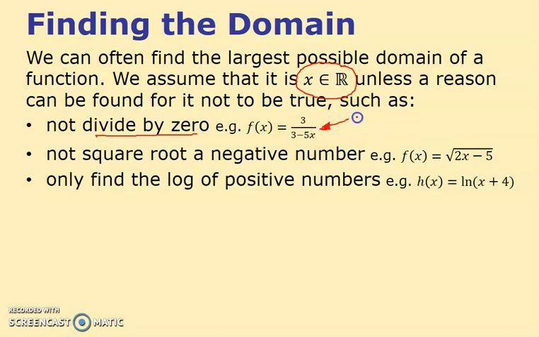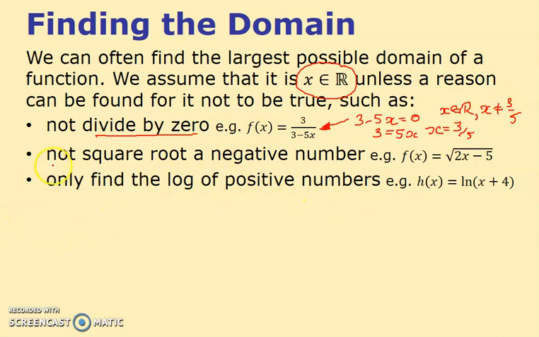You can see if 3 minus 5x was equal to 0, or I could say that another way, 3 equals 5x, or simplify a bit further, if x is 3/5, then I would end up getting a 0 on the bottom, and 3 divided by 0 I can't do. Therefore for the domain, x belongs to the real numbers, but x is not allowed to equal 3/5. And this is what you have to do: you pick off numbers which aren't possible.